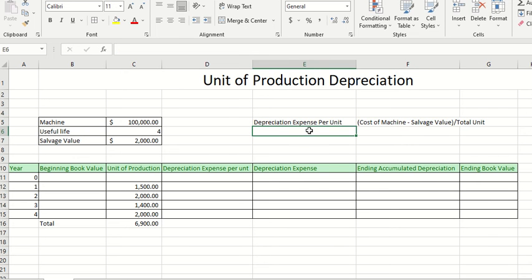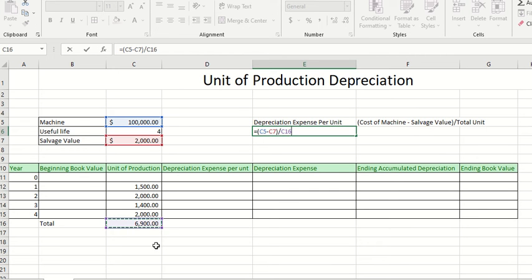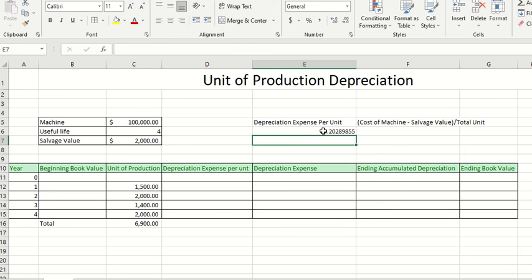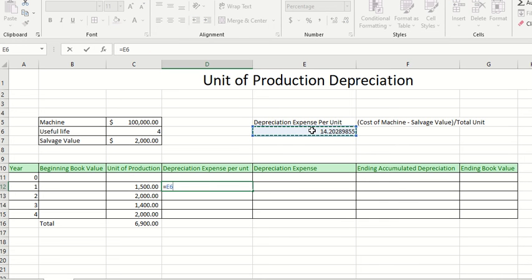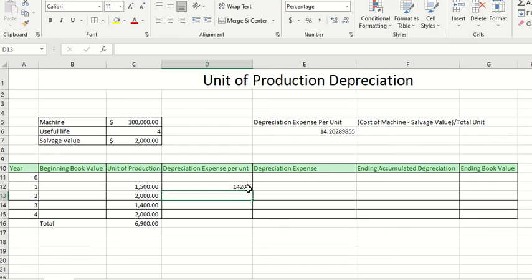So for this one, we will use this one minus this one, then we divide by the total in here. So we can use this one, we put in here. Now we know that on year number 0 we have 100,000. We put this one in here.